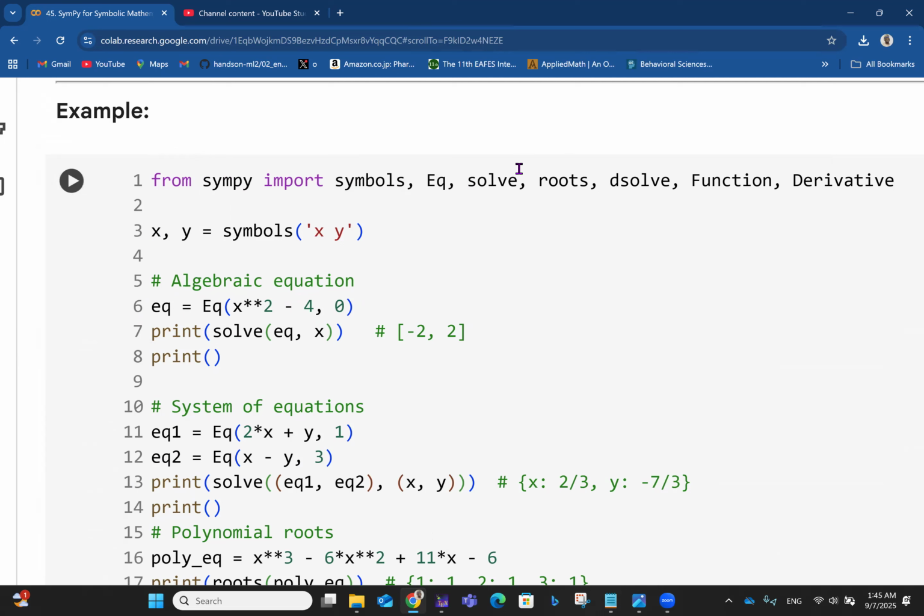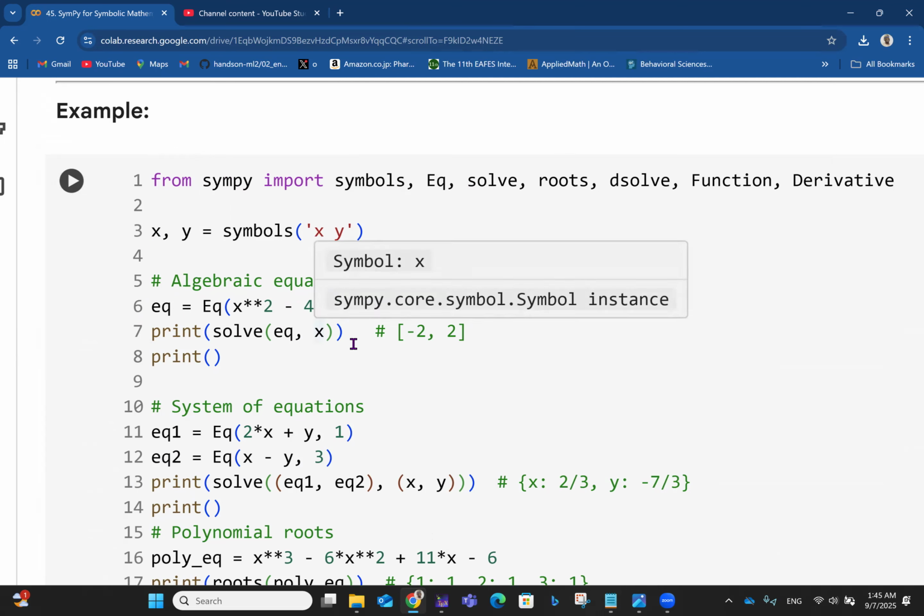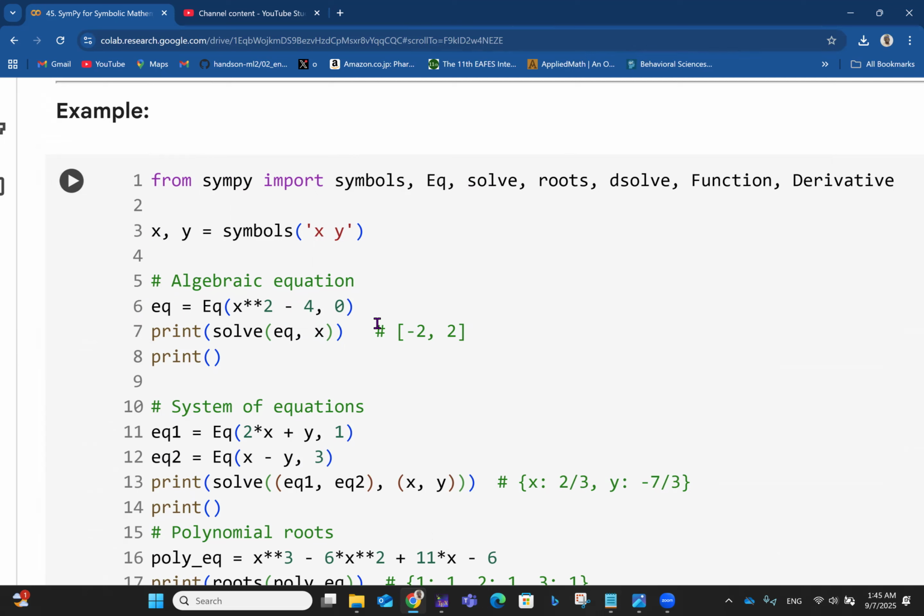So now print. So if you can solve this now, using the solve keyword, you have print, solve equation, this equation with respect to x, that's going to be minus 2 and plus 2, as you're going to see.